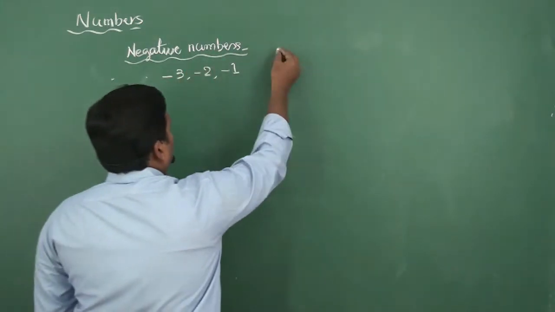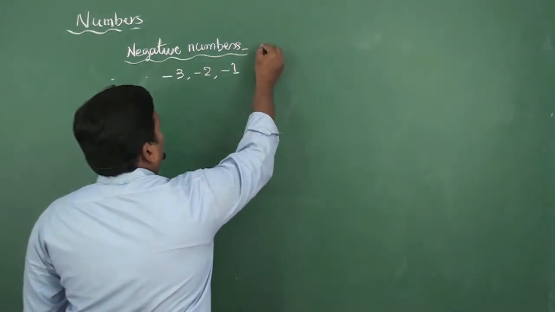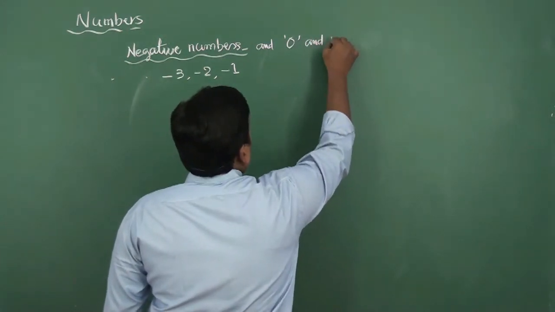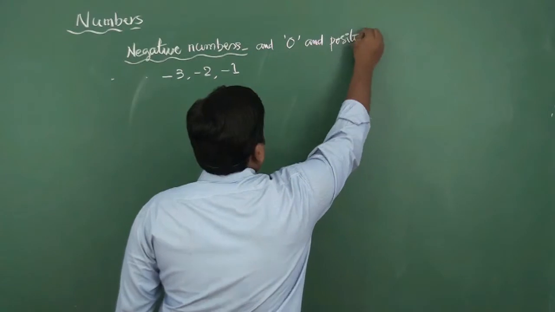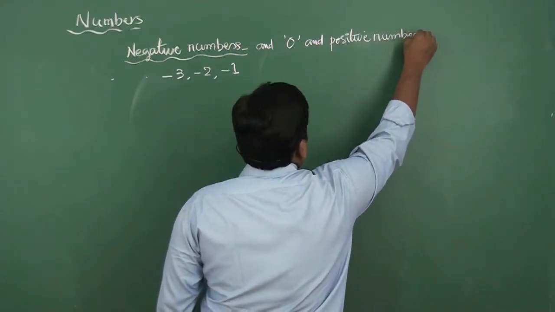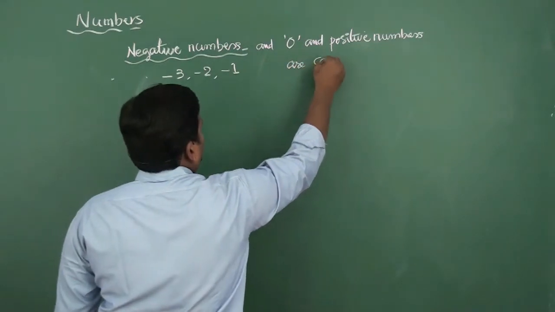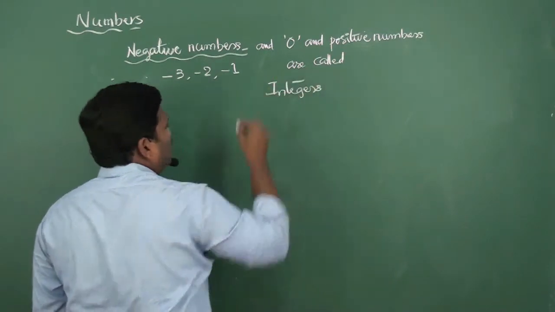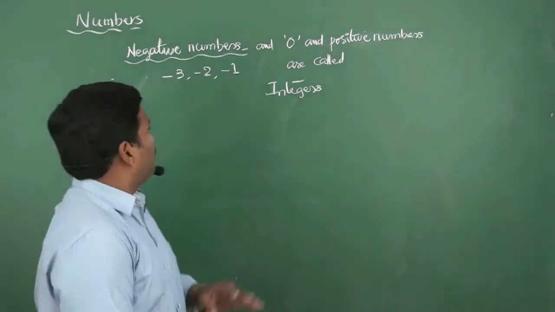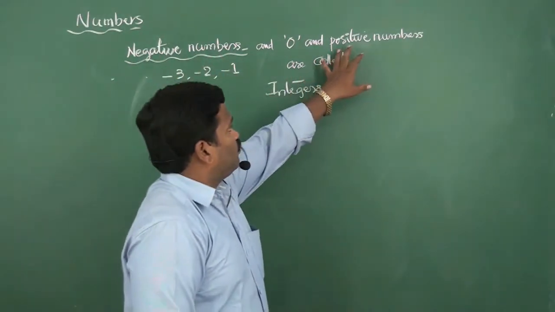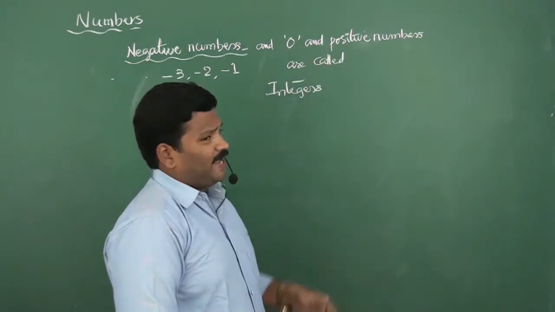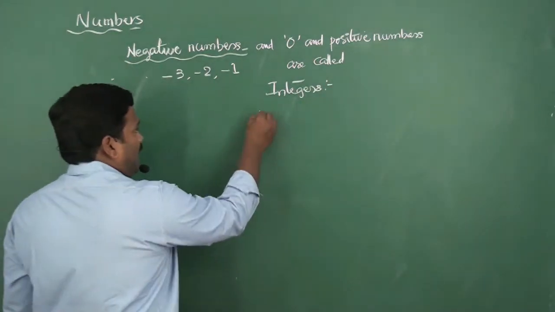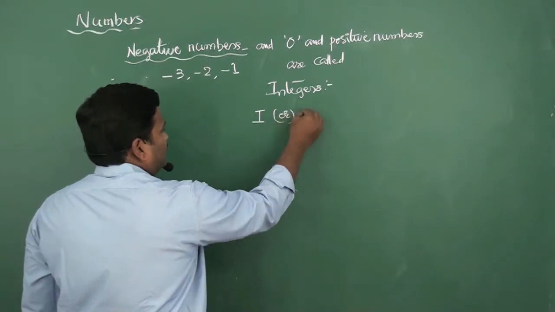The union of negative numbers, 0 and positive numbers is called integers. The set of negative numbers, positive numbers and 0 is called integers. Integers are denoted by the letter I or Z.